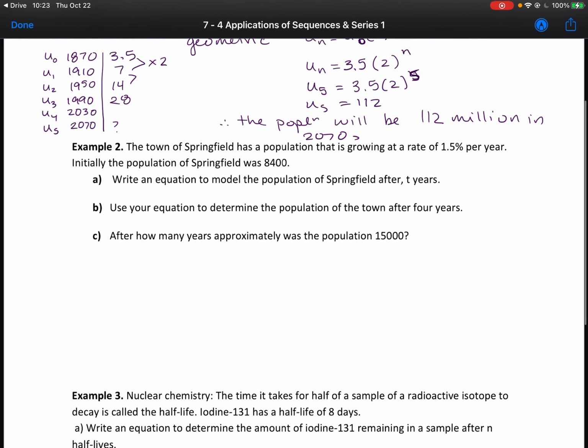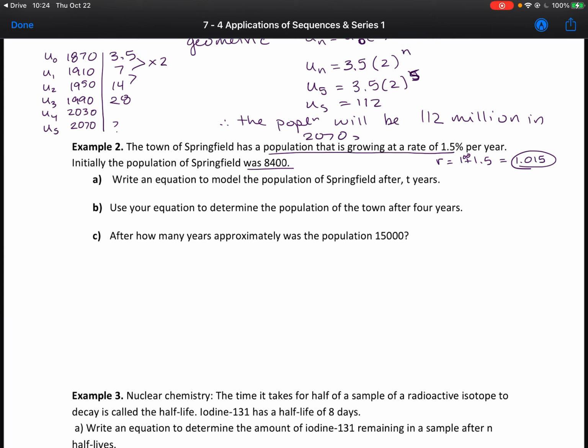The next one we're going to look at is a population one as well. And here we've got the town of Springfield has a population that is growing at a rate of 1.5% per year. So this is going to tell me what my R value is. And my R value is actually going to be 1 plus 1.5, or really 100 plus 1.5, because every time I go through a new year, I'm going to have my original 100% from the year before, plus an additional 1.5%. When I change that into a decimal, I'm going to get 1.015 as my R value.